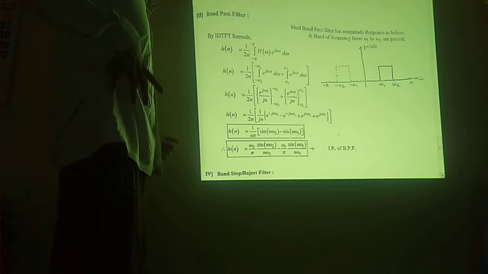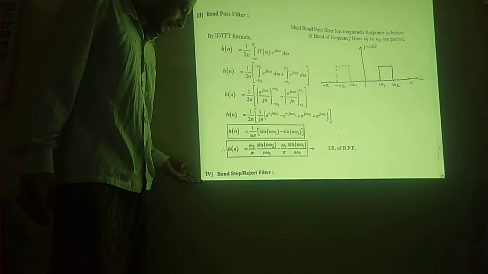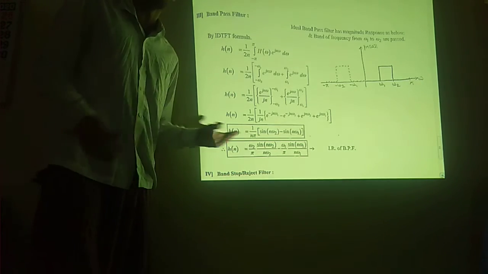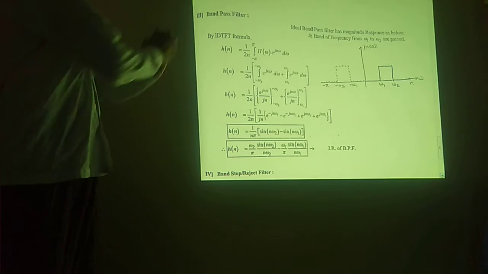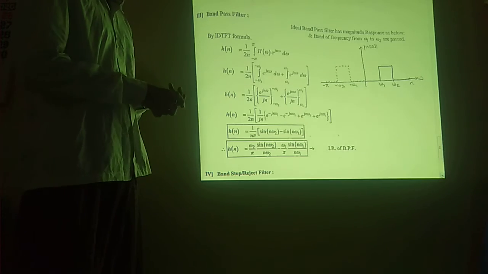This is the third example, and that is nothing but the band pass filter. I will be considering only up till here, and the band stop filter or band reject filter you will have to solve. We give you the final answer. So, the last part of inverse DTFT: band pass filter.